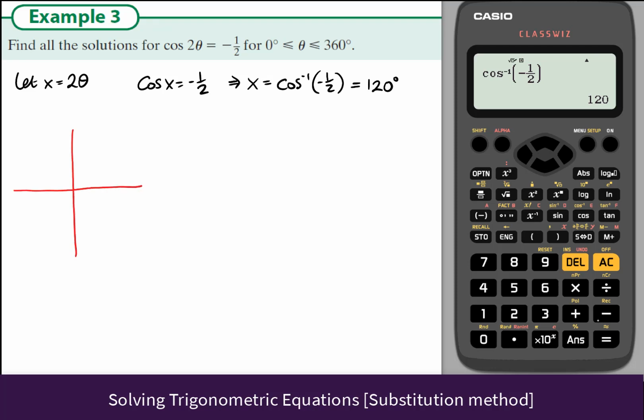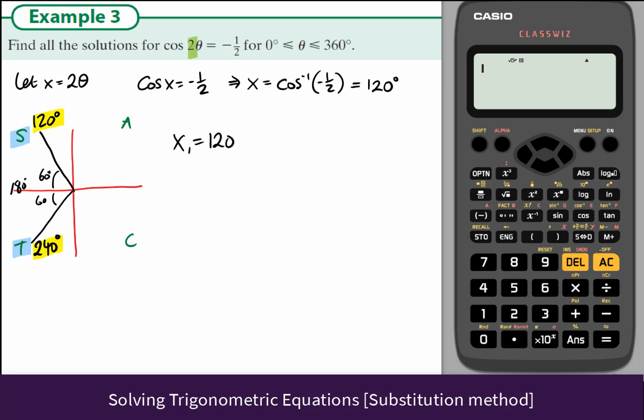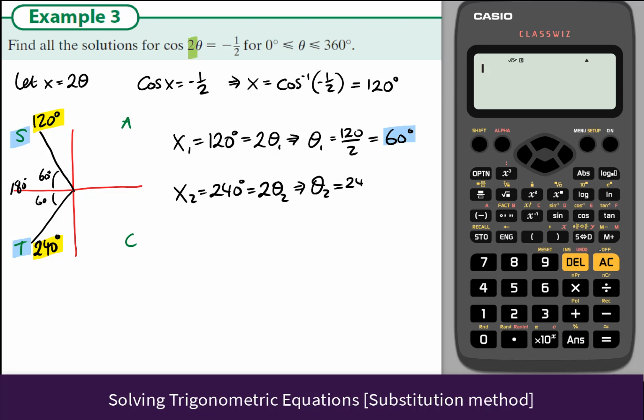Now if we consider the 4 quadrants using the CAST system to figure out where cos would be negative, in the second and third quadrants, we know 120 is here in the second quadrant. The other solution by symmetry is 60 below 180 degrees, so it's 240 degrees. So one solution is that x is equal to 120, but that's equal to 2θ. So θ is half of the 120, which is 60. The other solution given here is that θ is half of 240. So that would be 120 degrees.